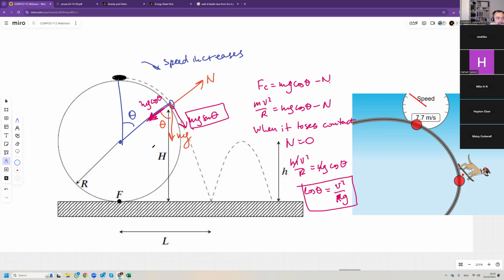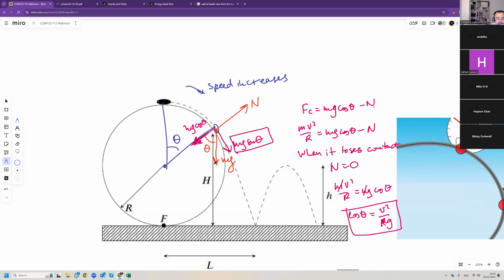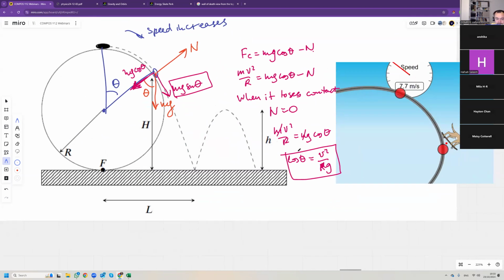And then, of course, you can find the v from 1/2 mv squared equals mgh. So v squared equals 2gh. You can use that as well. All right. So I think I will finish here.